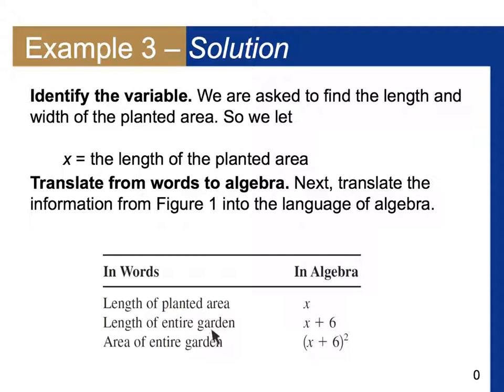And the length of the entire garden is x plus 6, because we're going to add 3 feet on each side, because it goes all the way around, right? So the length of the whole thing would be x plus 6. Okay, and then the area of the entire garden is x plus 6 squared. So this is a square that we're looking at.